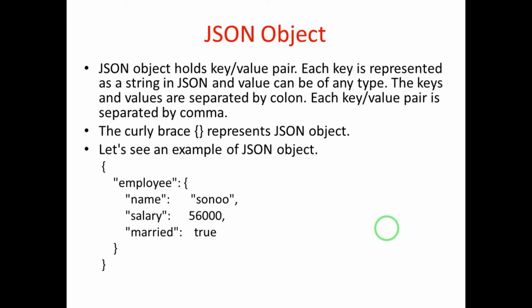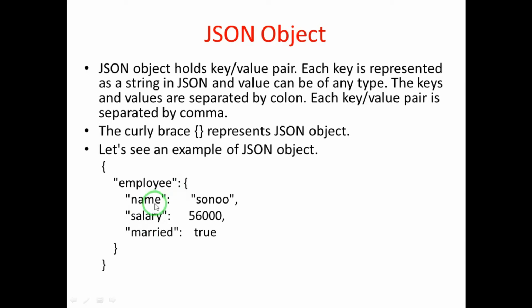Now we have a JSON object. A JSON object holds key and value pairs. Each key is represented as a string in JSON and the value can be of any type. The key and values are separated by a colon. As we see, employee is a key and a string, separated by a colon. Again, we have an object inside this.